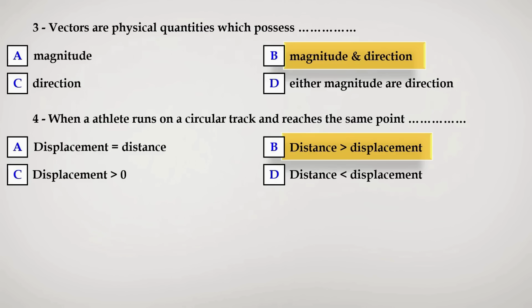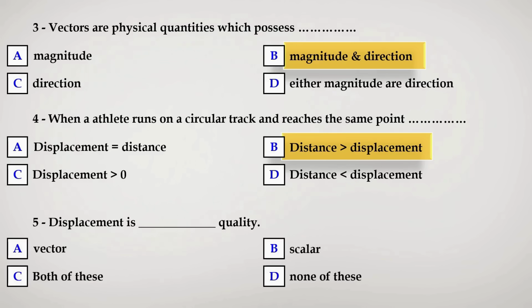Question 5. Displacement is dash quantity. Displacement depends on how much distance is covered and in which direction the object moves. Since it needs both magnitude and direction, displacement is a vector quantity. Therefore, the correct answer is option A, vector. These questions reinforce that distance is a scalar, displacement is a vector, and whenever direction matters, the quantity is vector in nature.